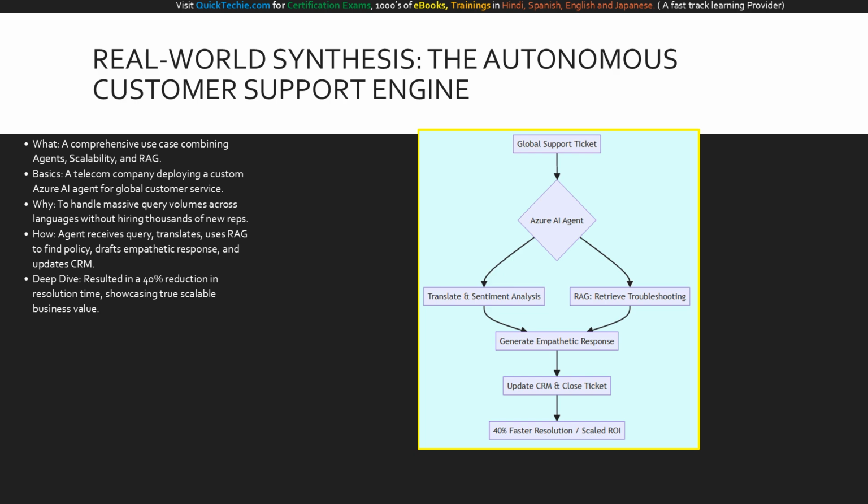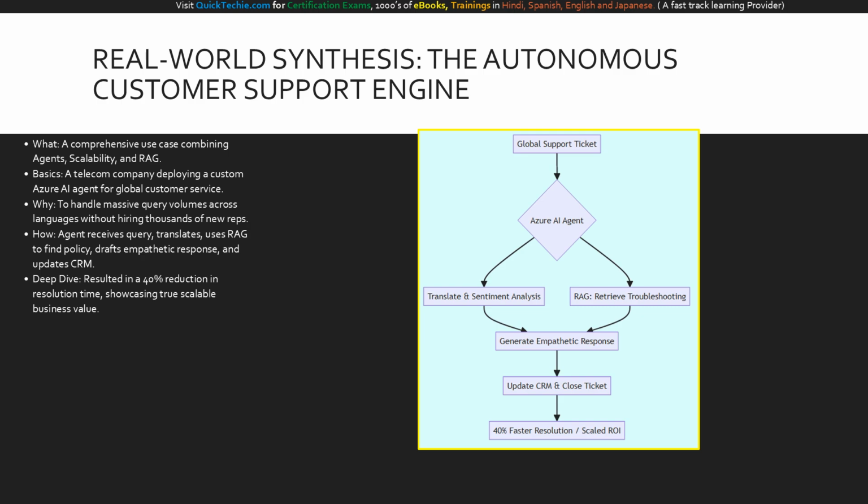This is the ultimate synthesis. We identified a data-heavy bottleneck, applied an automated agent, secured it with RAG, and achieved exponential scalability. This is how generative AI transforms a business. Let's trace the architecture of this real-world triumph on our final diagram. It begins with a global support ticket entering the system.